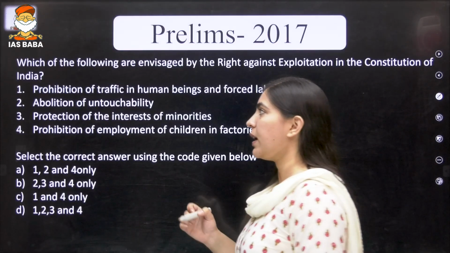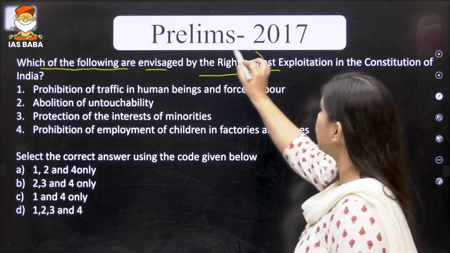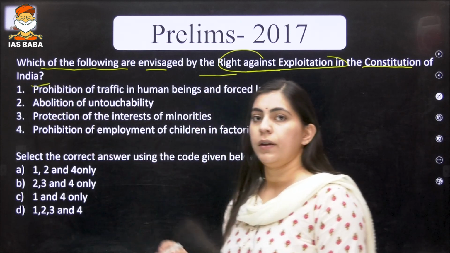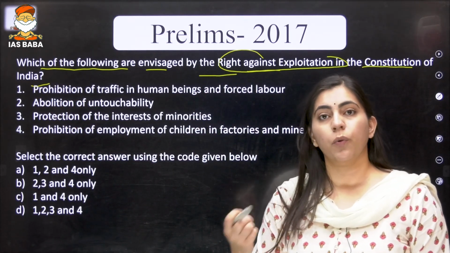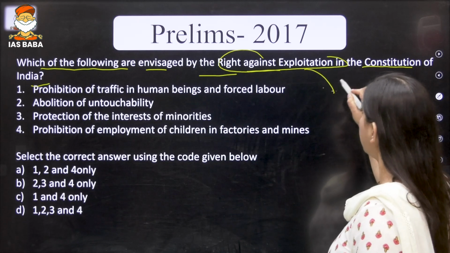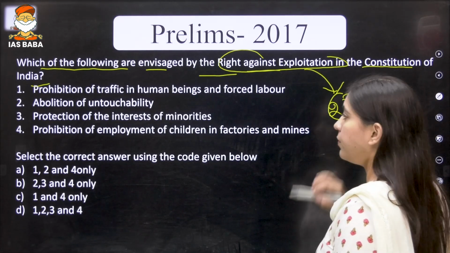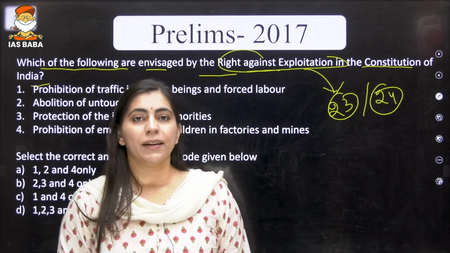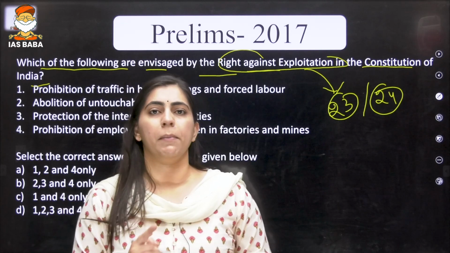The first question is saying that which of the following are envisaged by the right against exploitation in the Constitution of India? It is saying that right against exploitation include what? I hope that everyone know. It is the Article 23 and 24, which is talking about right against exploitation. So many a time we tend to understand the word exploitation with the other fundamental right.